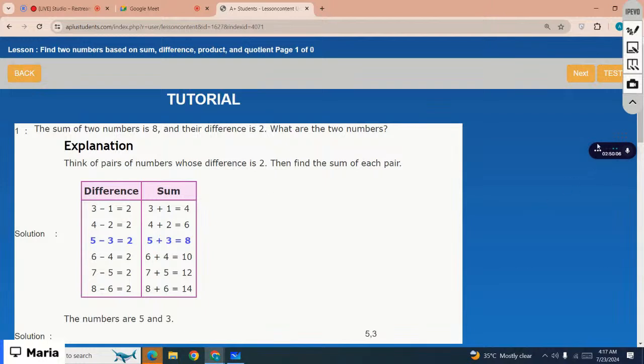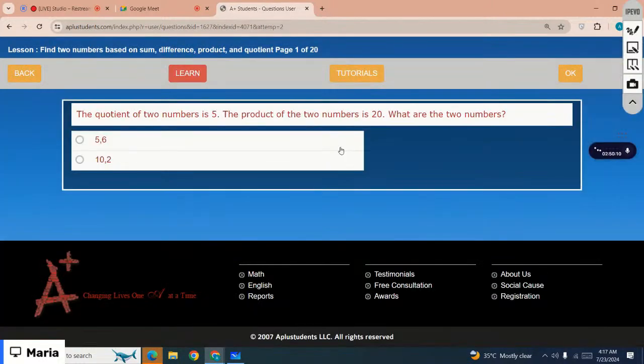Let's just start with the test question, right? Okay, the quotient of the two numbers is 5. The product of the two numbers is 20. What are the two numbers, right? So quotient means when you are dividing the number, the answer is 5. And when you are multiplying, the number is 20. So you are given the two options. So just use the options.